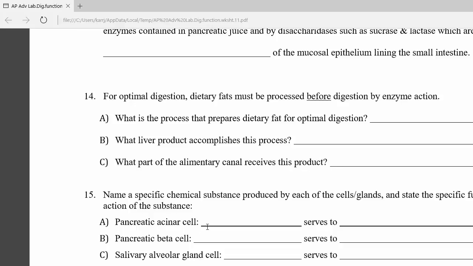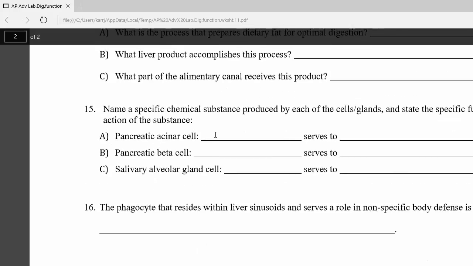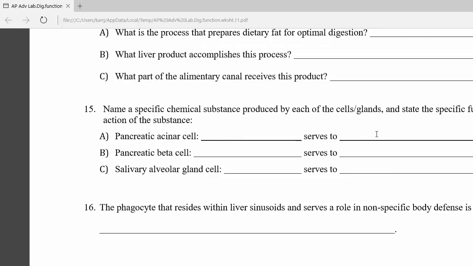So now looking at the different cells, we talked about this already. The acinar cell secretes digestive enzymes, which serve to chemically digest food molecules, so chemical digestion. For the pancreatic acinar cells, I'm looking at 15A, they secrete digestive enzymes. It's saying name the specific chemical substance. So digestive enzymes serve to chemically digest food in the small intestine.